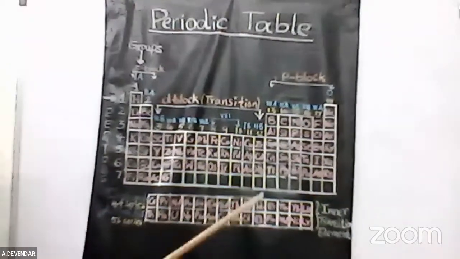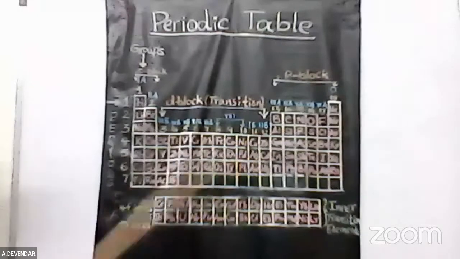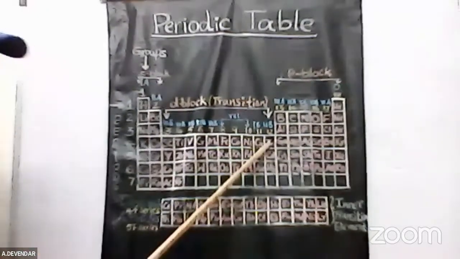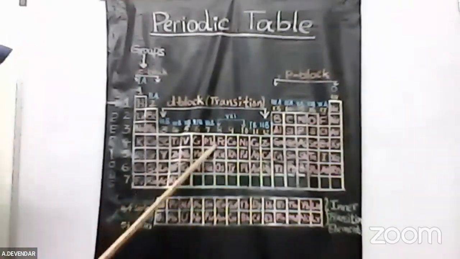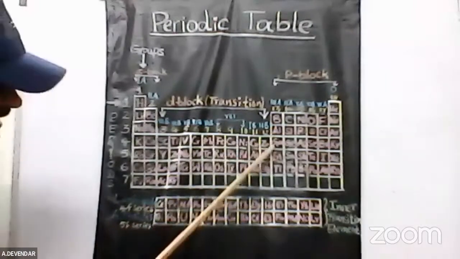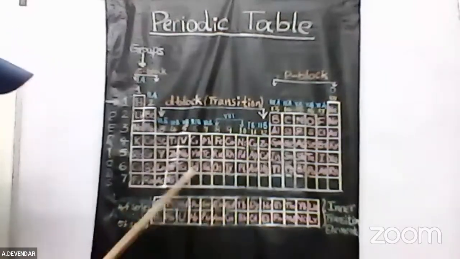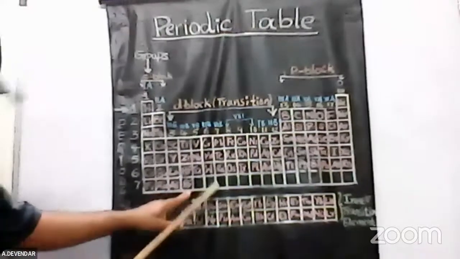Why is it a d-block element? The differentiating electron enters the d block. Scandium to zinc: scandium, titanium, vanadium, chromium, manganese, iron, cobalt, nickel, copper, zinc. These are the 3d group. 4d, 5d, 6d are incomplete, so they are kept like this.